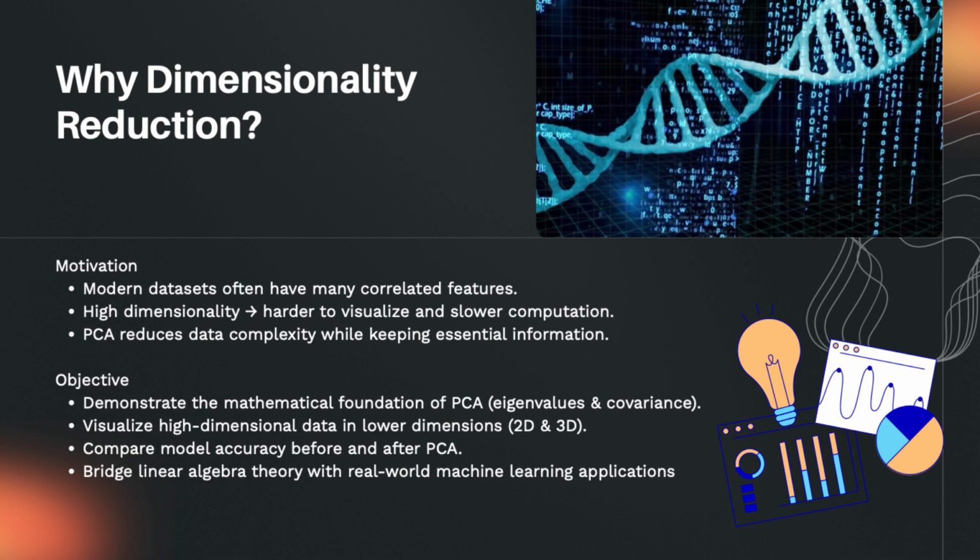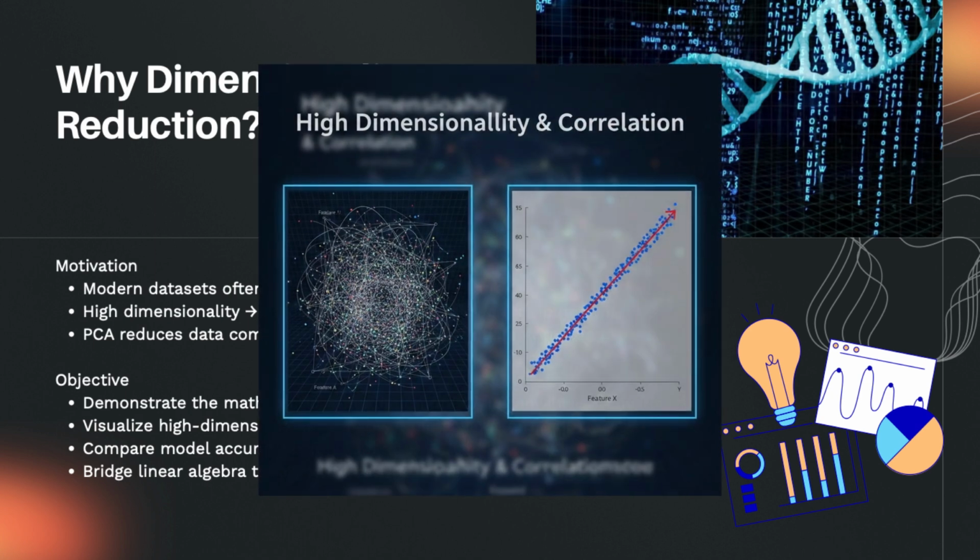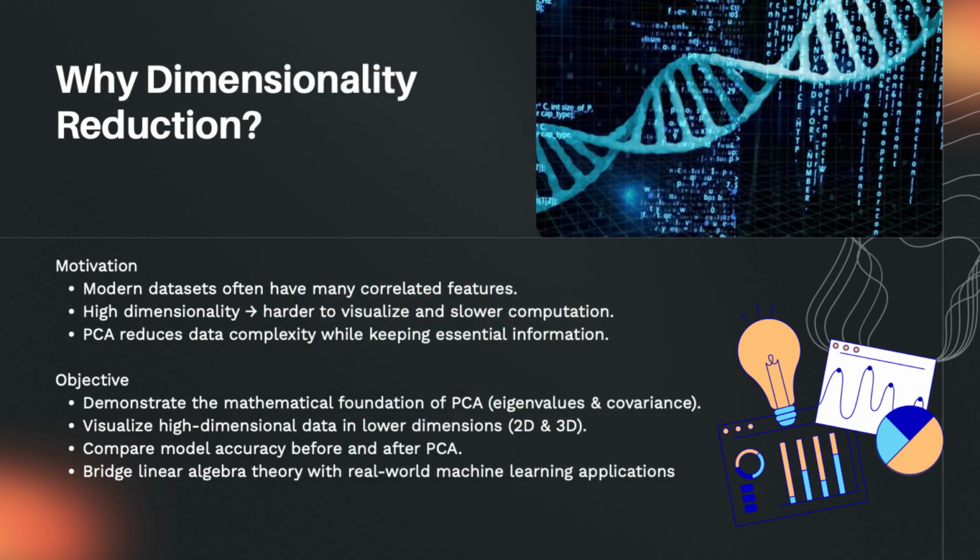The motivation is simple. Modern datasets are huge. They often have hundreds or thousands of features, many of which are highly correlated. This high dimensionality makes our data difficult to visualize and dramatically slows down computation time. Our objective today is to show how PCA helps us to solve this problem by reducing data complexity, by keeping the essential information.